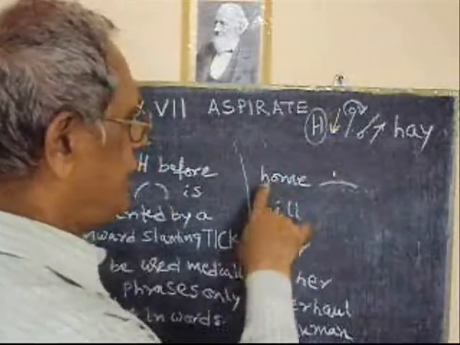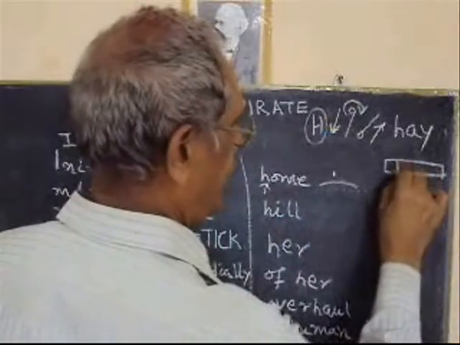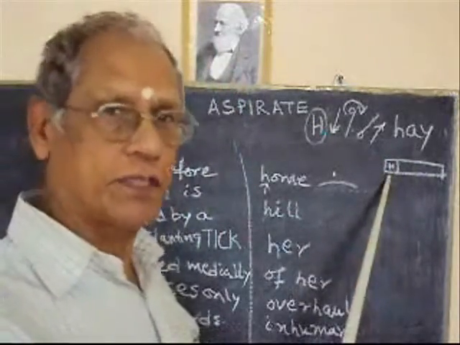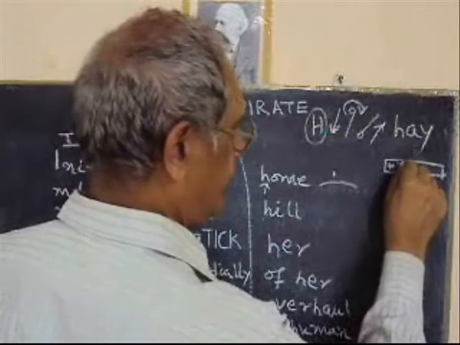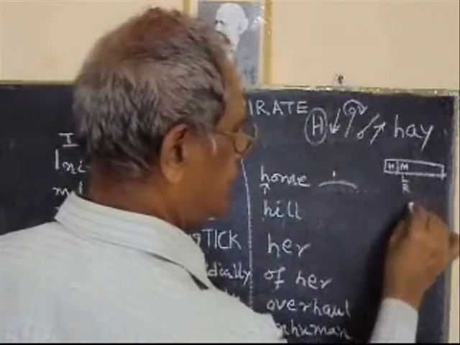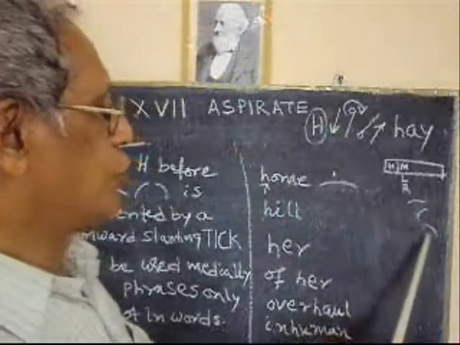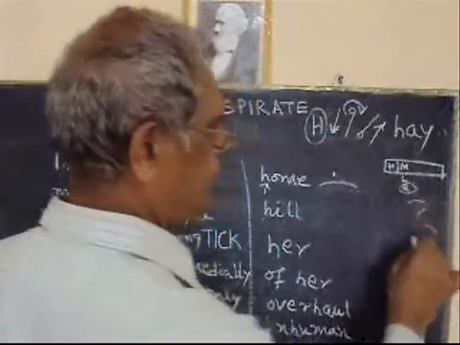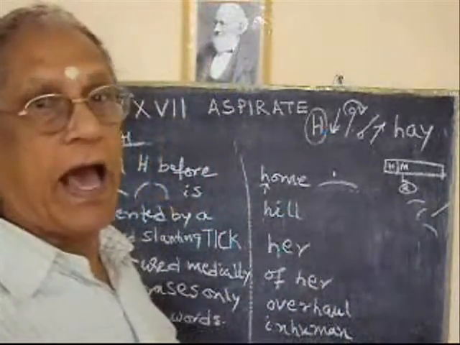So, initial hay. In a word, hay must be the first consonant. Then there should be yam, L or R. That is M, L, R. These strokes should come. R means not ray, not ray, only downward R. Have.